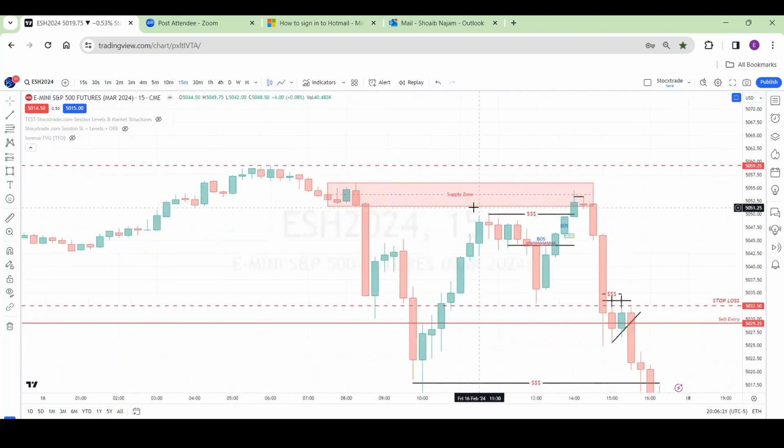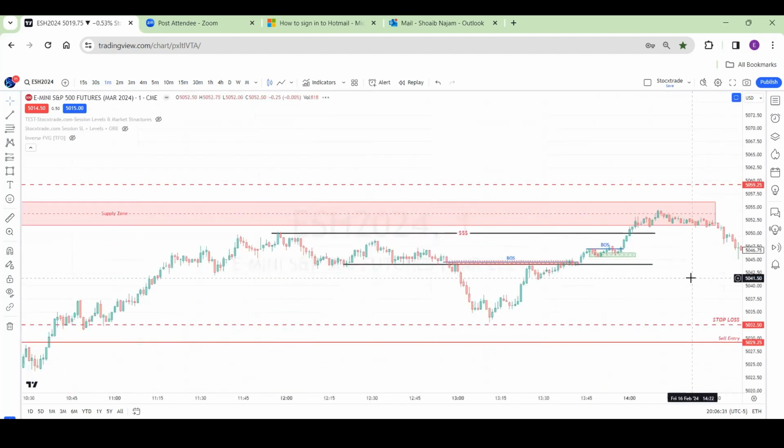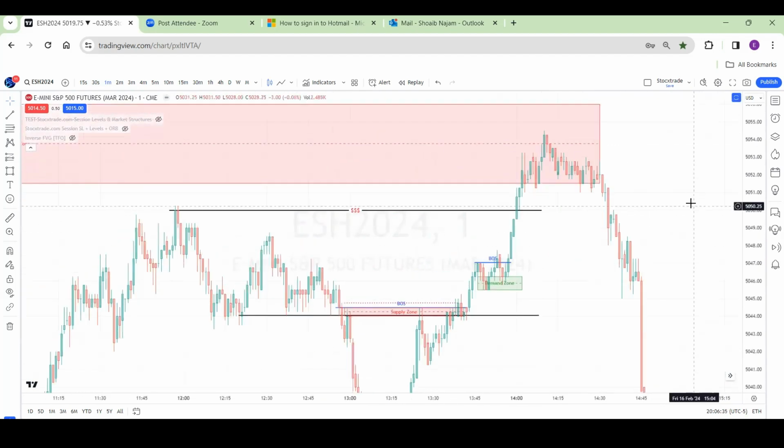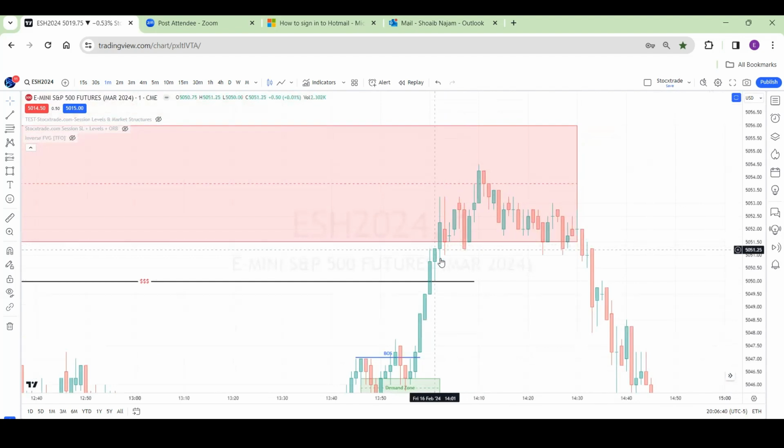So you can mark the 15 minutes supply zone and see what happened. Okay. Once the price goes inside this supply zone, then your work will start. Okay. You need to see what the reaction is here. Okay. So, okay, now you need to mark the structure. Okay. How can you mark the structure?